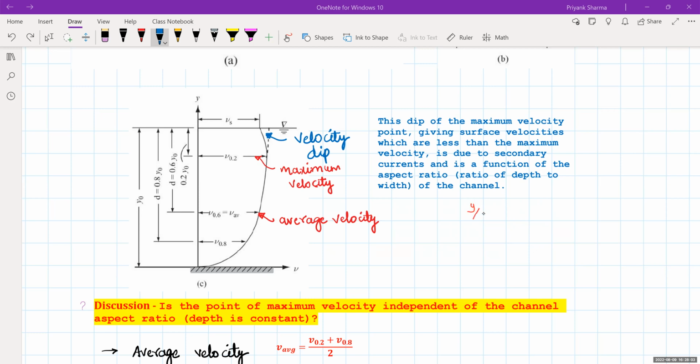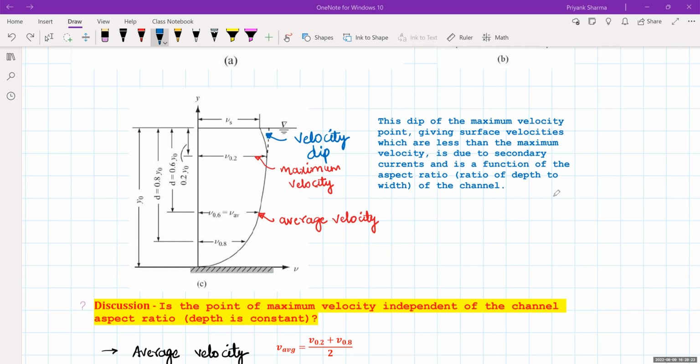So if this ratio y by b is greater than 5, then we call it a wide channel, and if y by b is less than 5, we call it a narrow channel. So that is the ratio which is there.